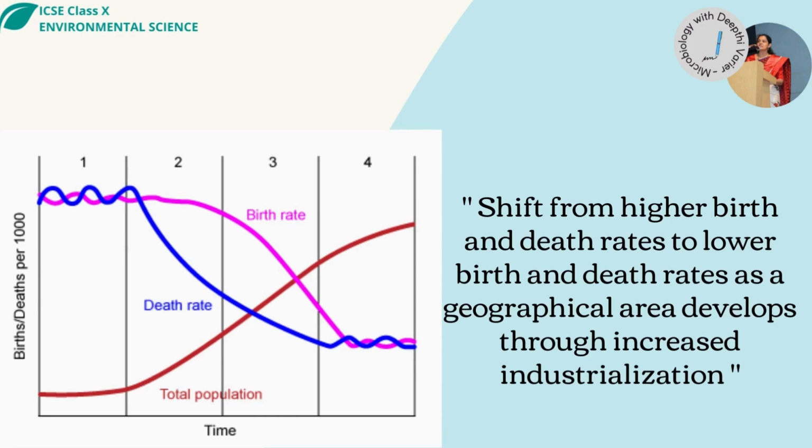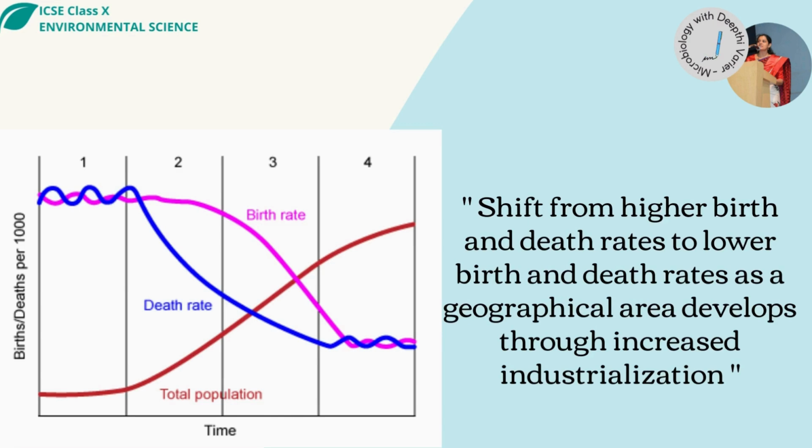The next stage is where we have the death rate decreasing, but the birth rate is still high. This mainly happens when you have healthcare coming in, there's more education, and the food supply is better. Many people get food, so they don't die due to famines. This is where the death rate decreases, but the birth rate is still high. So in this stage you have a faster population growth.